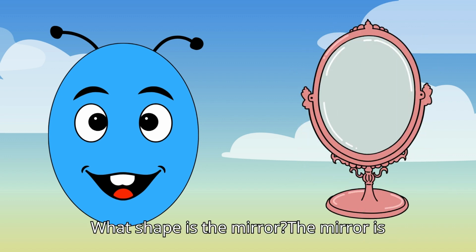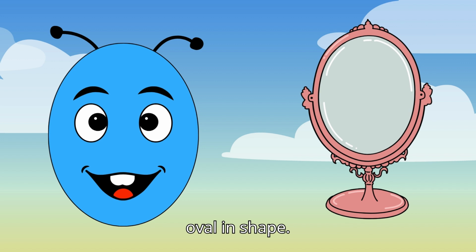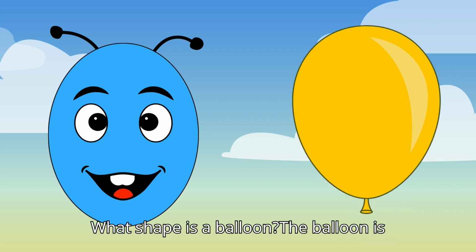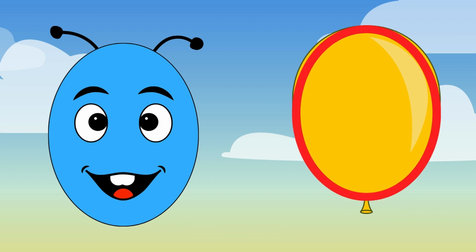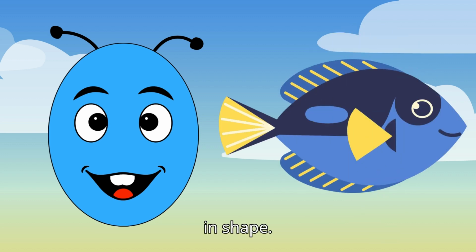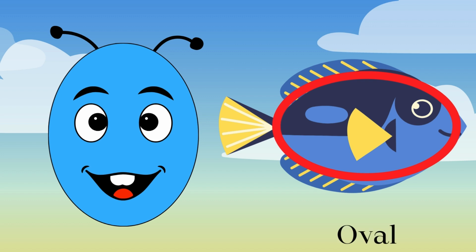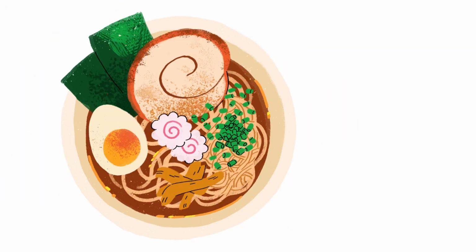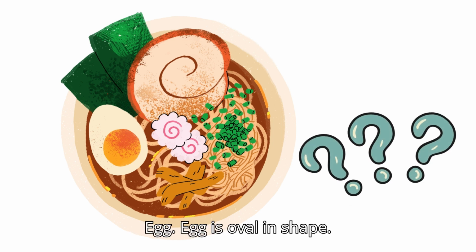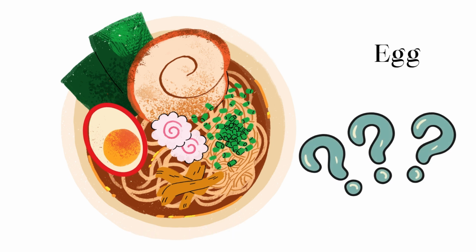What shape is the mirror? The mirror is oval in shape. What shape is the balloon? The balloon is oval in shape. What shape is the fish? The fish is oval in shape. Can you spot an oval shape in this plate? Egg. Egg is oval in shape.